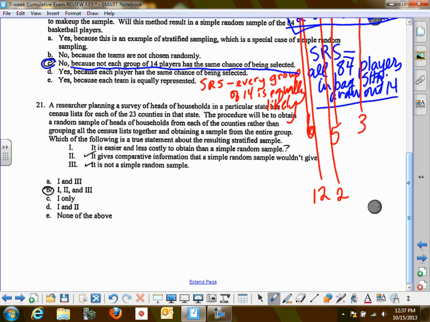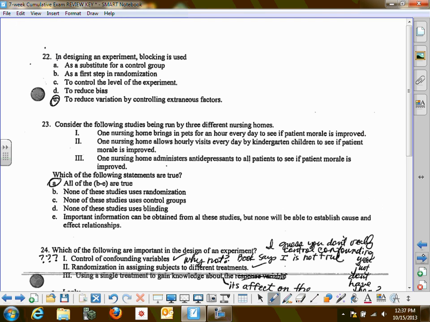All right, 21 is B. I knew 2 and 3 were correct. I did not feel qualified to know that 1 was correct. The book says the answer is B, but if you picked E, I could see that because I thought it was just 2 and 3. Okay? All right. Now, number 22, blocking.